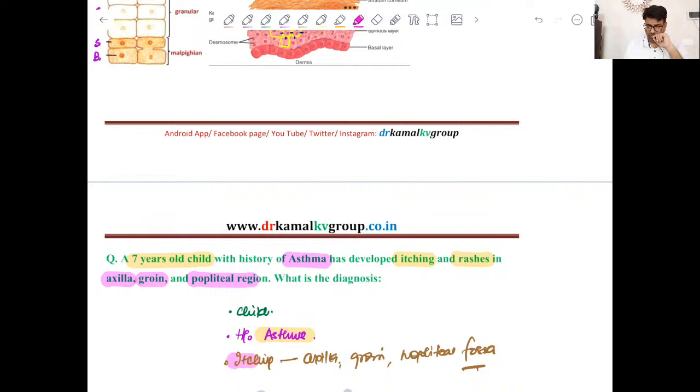The moment you have these 3 important keywords, and again the highly important keyword is history of asthma followed by itching, the moment you get these 2 points in the case history, you have to answer it as a case of atopic dermatitis, right? So this is a classical case of atopic dermatitis, and sometimes it is also known as itch disease.